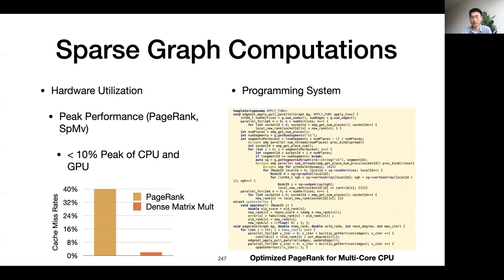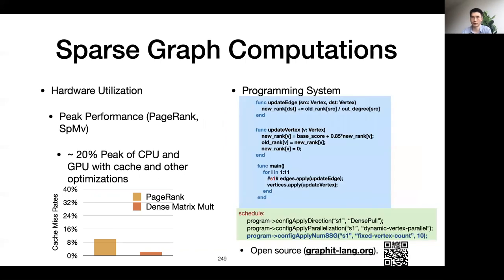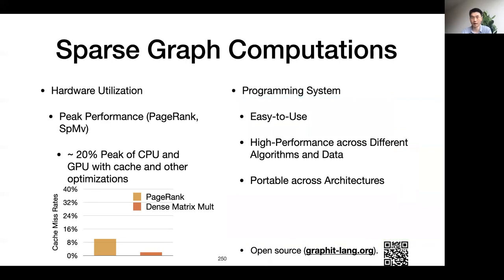So we started with this challenge of hardware utilization and programming systems for sparse graph computations, and we're able to significantly reduce the cache miss rates and improve peak utilization rate for PageRank and a few other applications using the new optimization techniques that we have proposed. We were able to replace the low-level C++ programming API with the high-level GraphIt language to achieve ease of use and high performance across different algorithms and data structures. And we're trying to get it to work on more hardware platforms. Again, everything's open source. Welcome to try it out at graphit-lang.org.